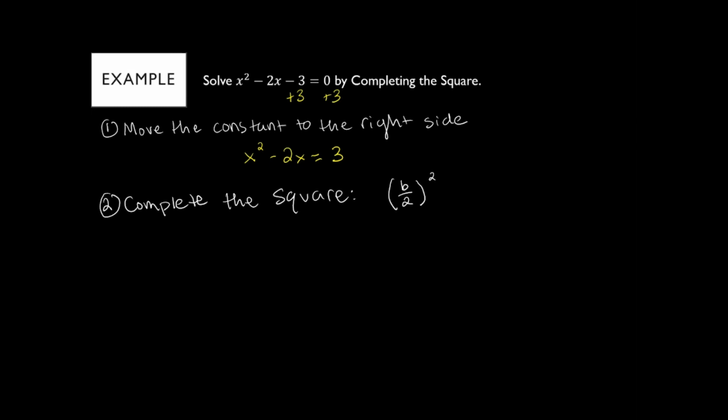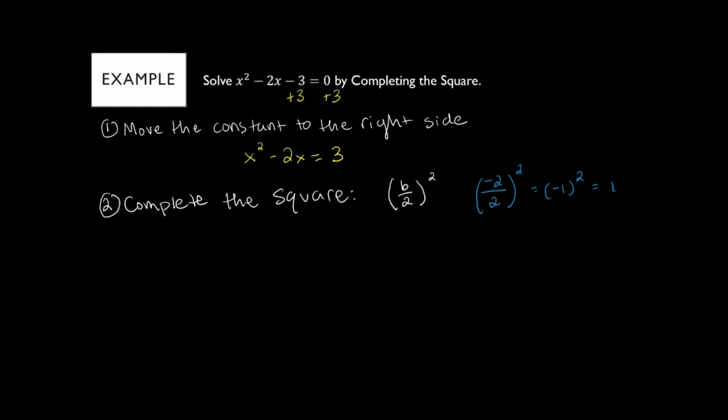I'm going to do this in, let's just do blue. Our middle term is -2. I'm going to divide that by 2, and then I square it. So -2 divided by 2 is -1. So we have -1 squared, which gives us a +1.